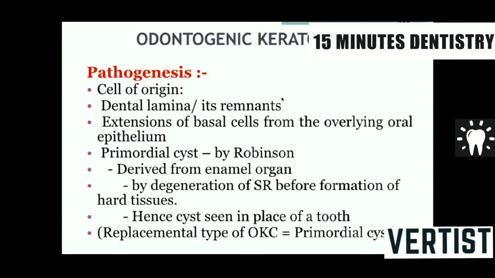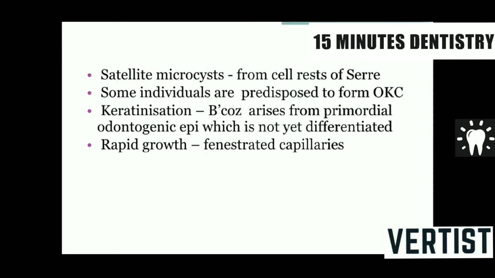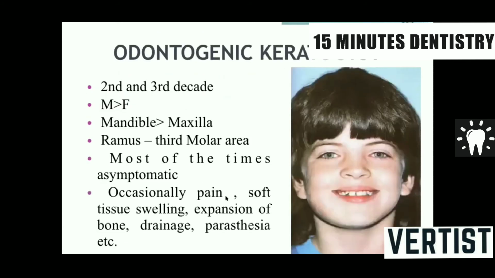This cyst also can develop from cell rest of Serres or from basal cells of the surface epithelium, or by degeneration of stellate reticulum of the enamel organ itself. In that case, the tooth does not develop, and that type of odontogenic keratocyst is known as replacemental type of odontogenic keratocyst, also known as primordial cyst. This cyst has a bimodal age incidence. It either develops at a very young age or could also be found in elders.